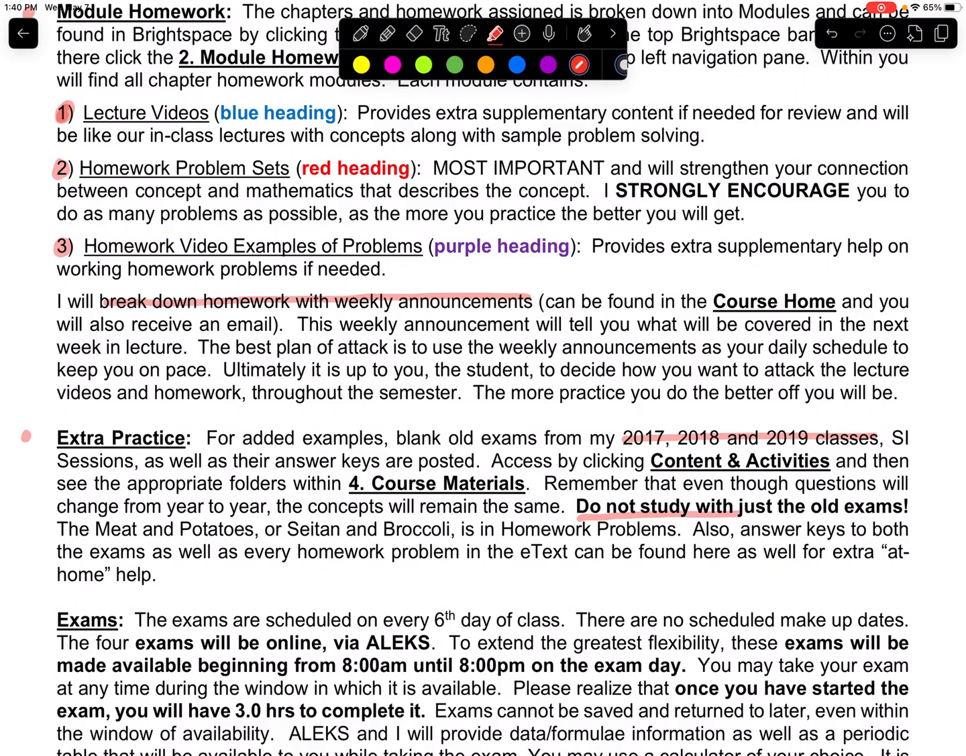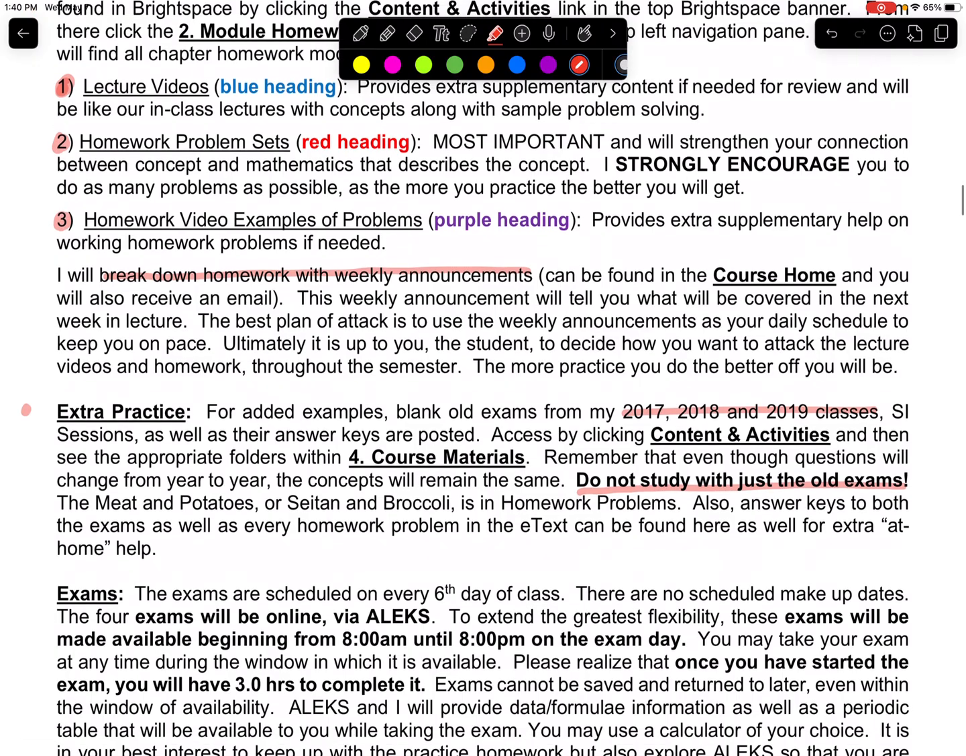Do not study the old exams solely, because that's really only one way that you'll see the question written from one year to the next. They will slightly change, which means that they will slightly change in your year as well. So again, the real meat and potatoes, or like I say, seitan and broccoli, is the homework problems with the red headings that I assign.